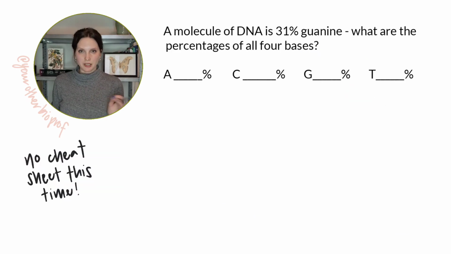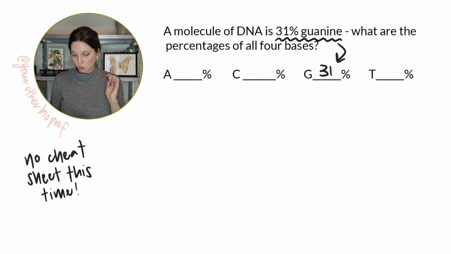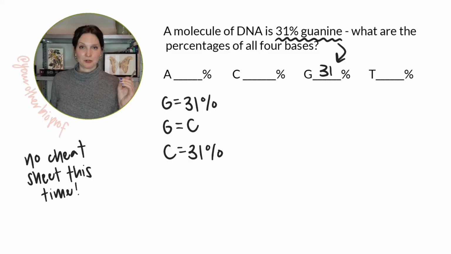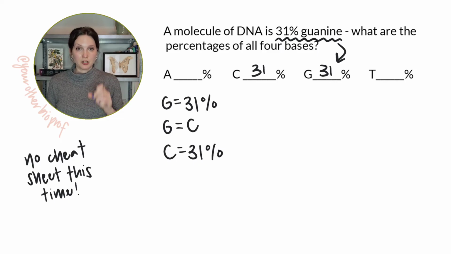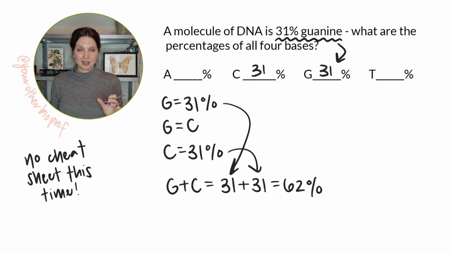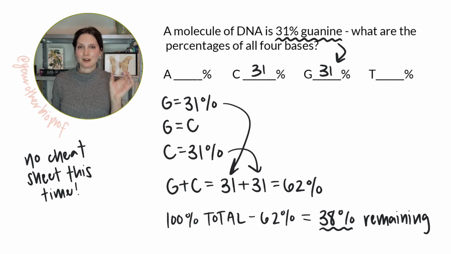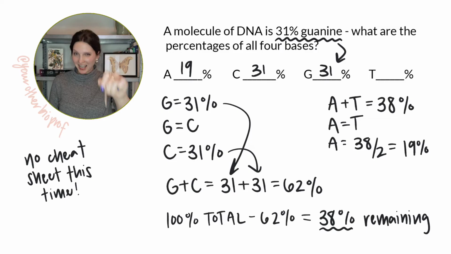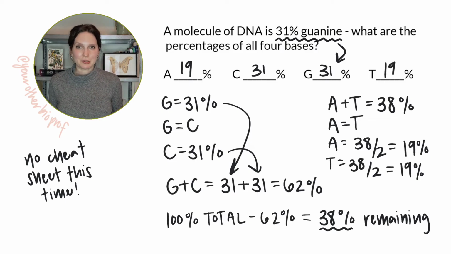Let's do another one and we'll ugly up the numbers a little bit here. So a molecule of DNA is 31% guanine. What are the percentages of all 4 bases? Well, if we're 31% G, we're also 31% C, right? G equals C. So G is 31, C is 31, add those together, G plus C is 62%. That means we've got 38% left for A and T. A equals T, and together they're 38%, so that means A is 19%, and T is also 19%.